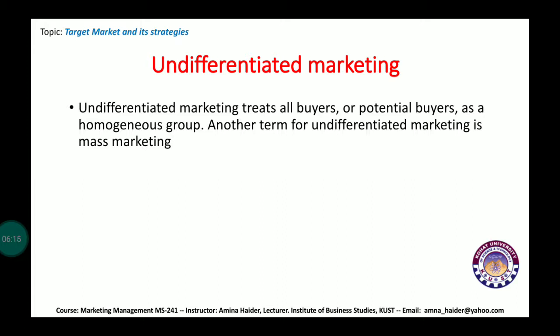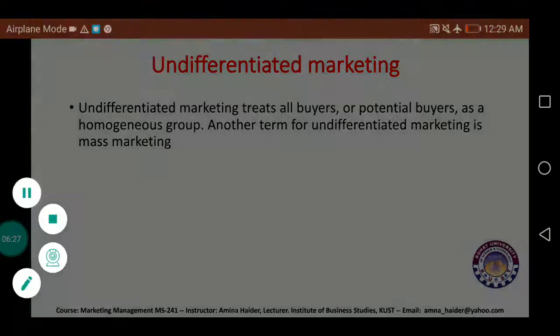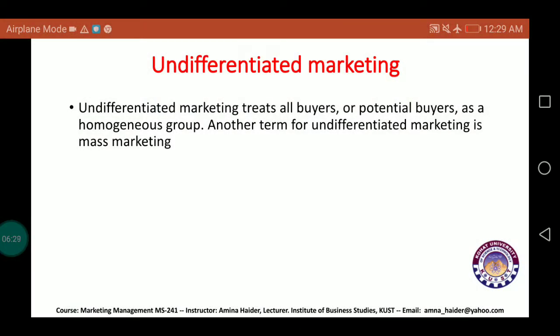Undifferentiated marketing treats all buyers or potential buyers as a homogeneous group. Another term for undifferentiated marketing is mass marketing. So that strategy is adopted when there is no strong difference in customer characteristics. Alternatively, the cost of developing a separate marketing mix for separate segments may outweigh the potential gains of meeting customer needs more exactly. Under these circumstances, a company will decide to develop a single marketing mix for the whole market.